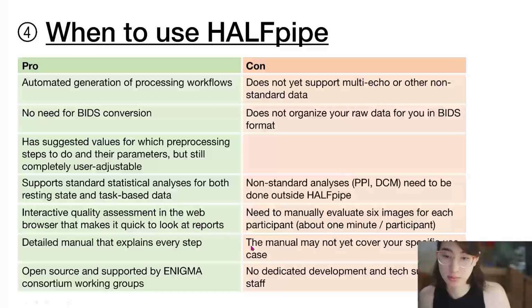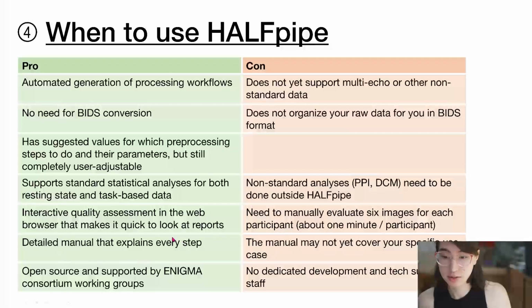We also have the interactive quality assessment in the web browser, and I think it really makes it quick to look at reports, right? You can just jump through the images, look at each one, and there's not much overhead. You're basically spending most of your time looking at the images and rating them. But it also means you really need to manually look at your data. So it's going to take about a minute per participant, and that can get annoying for big data sets. But I think it's not actually a con. I mean, it might be annoying, but it's actually really good to look at your data, right? It's actually something really important.